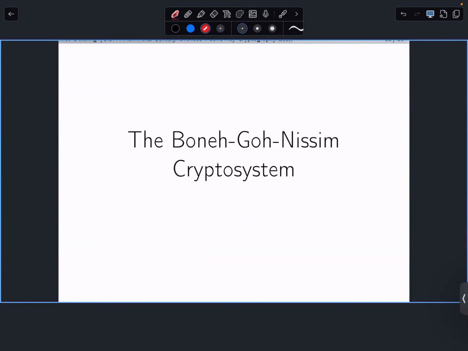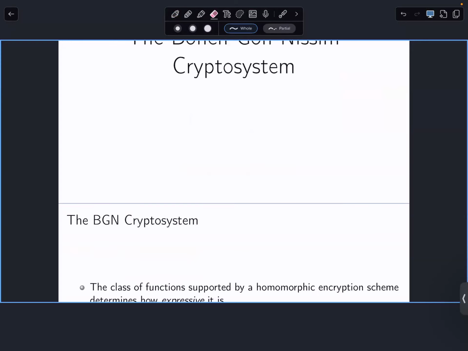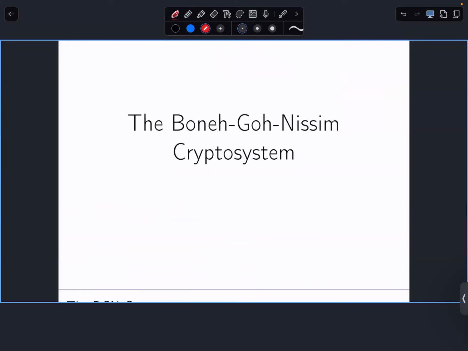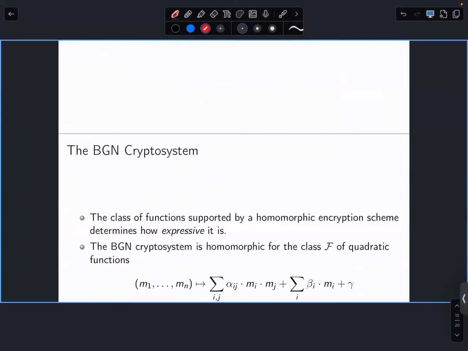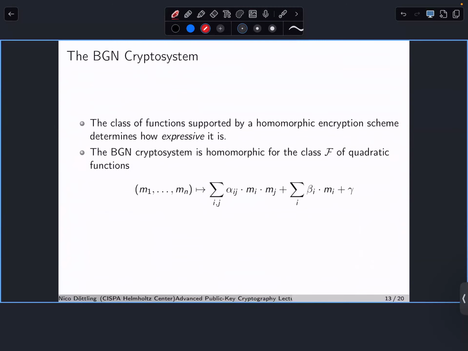You can see that Dan Boneh was really an early adopter of this idea of pairings, and he really pushed this agenda of building advanced crypto with this, back then new, algebraic structure of pairings. And good. So the BGN crypto system is not what we now call a fully homomorphic crypto system.